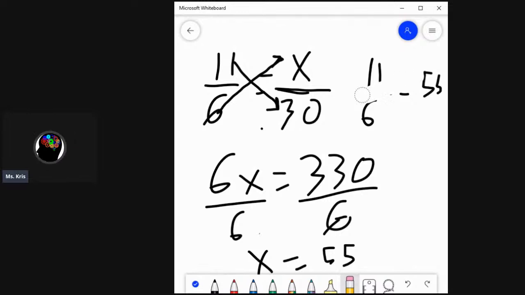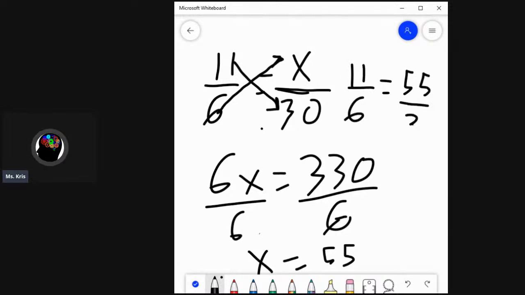Probably would help if I had more room. 11 over 6 equals 55 over 30. And of course, if you simplify 55 over 30, because 55 and 30 have 5 in common, 55 divided by 5 gives you 11, and 30 divided by 5 gives you 6.